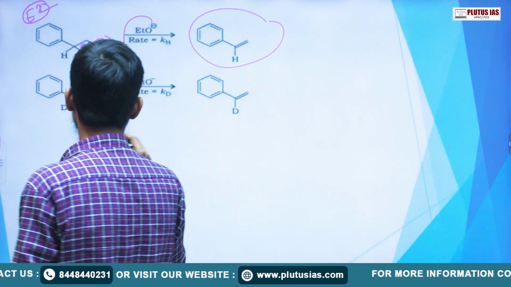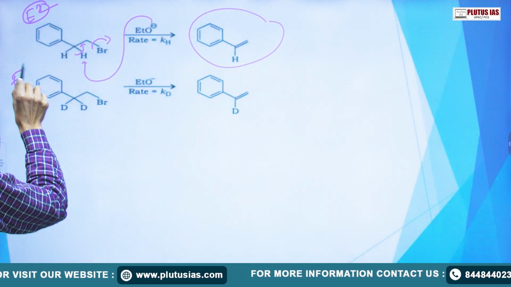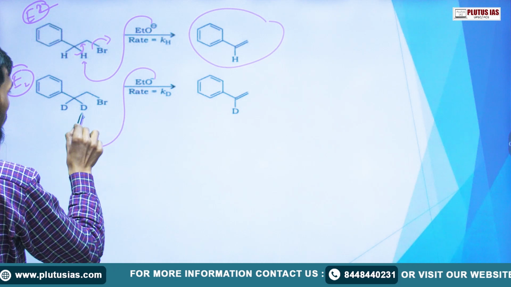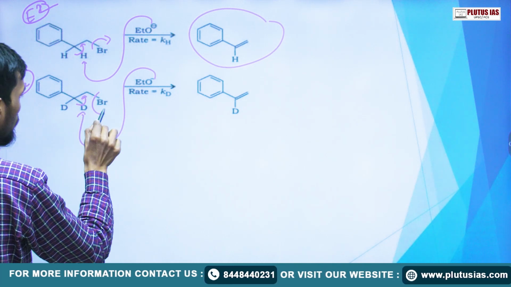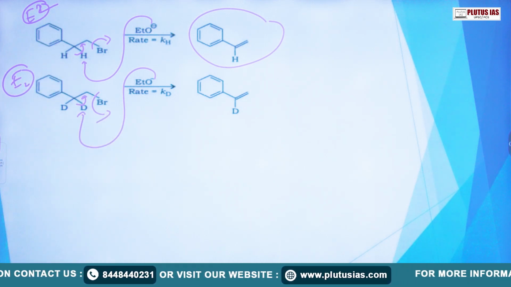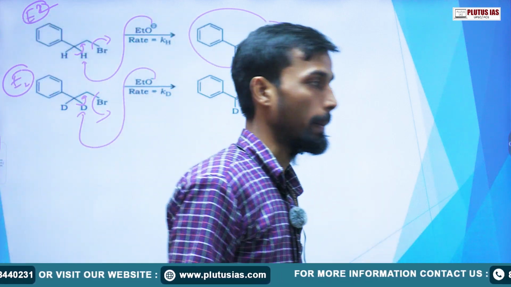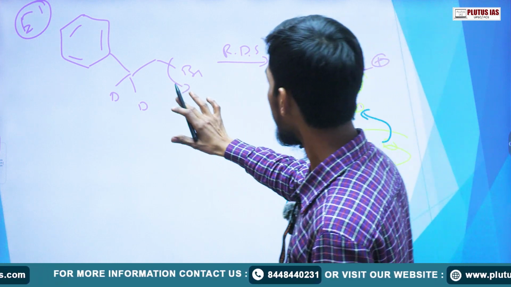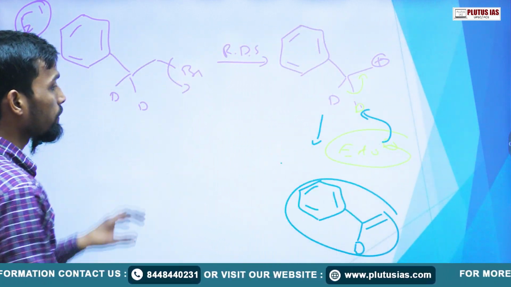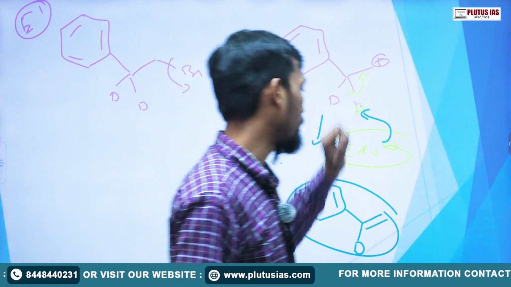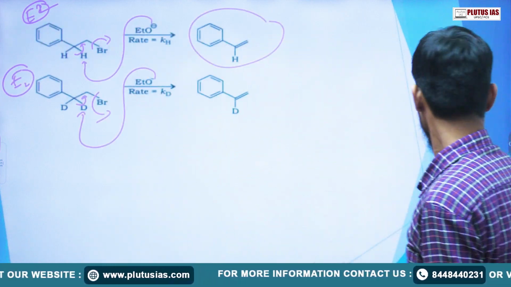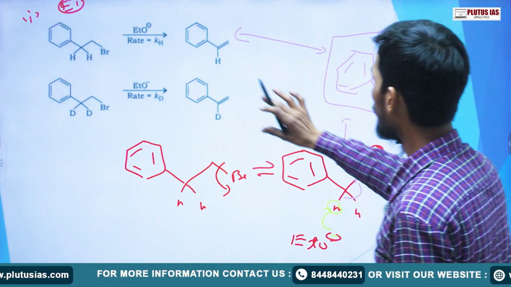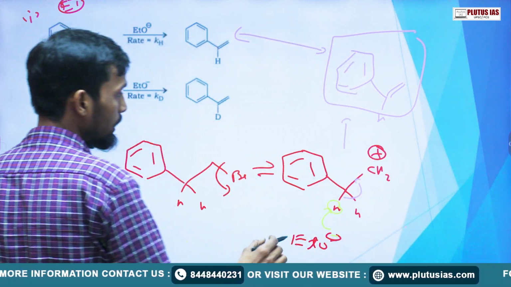In the same way, for the second case, the ethoxide comes, attacks this carbon's deuterium, and the Br leaves like this, and the product is produced. If you see, in this carbon the removal of Br gives a carbocation, and in this also, removal of Br gives a carbocation.